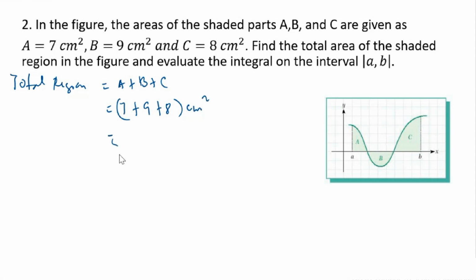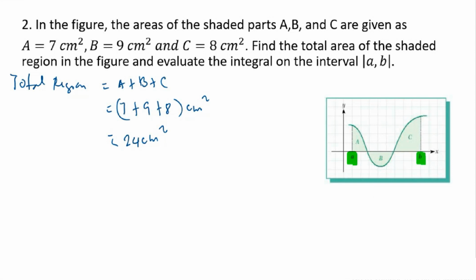Okay, so adding that one, it has a total of 24 centimeters squared. So that is now our total area. But we were also asked to find the total of the shaded region in the figure, that is now 24 centimeters squared, and we are going to evaluate the integral on the interval from A to B. So we're talking about these limits or the intervals.